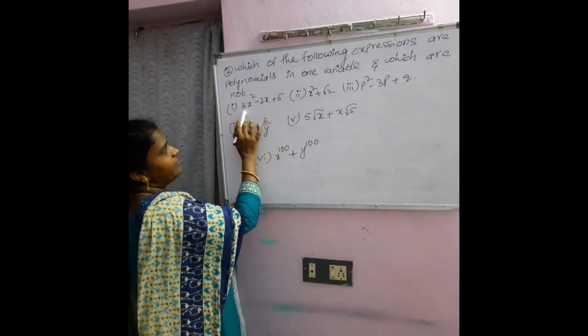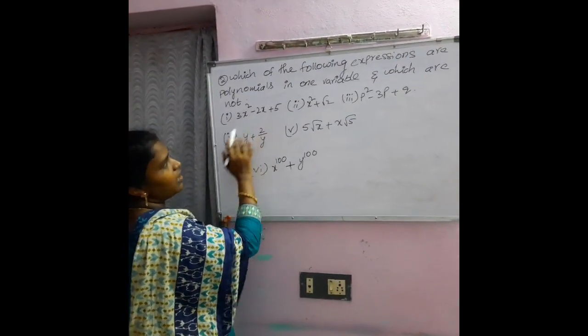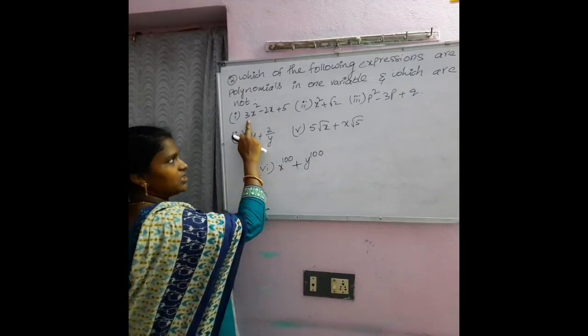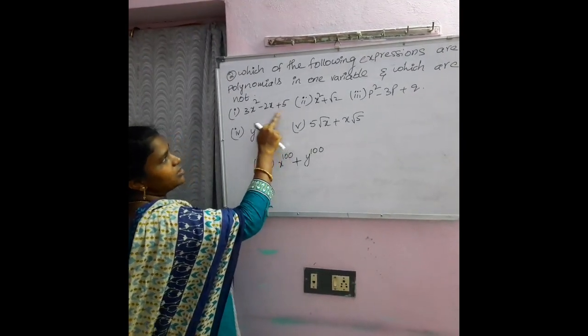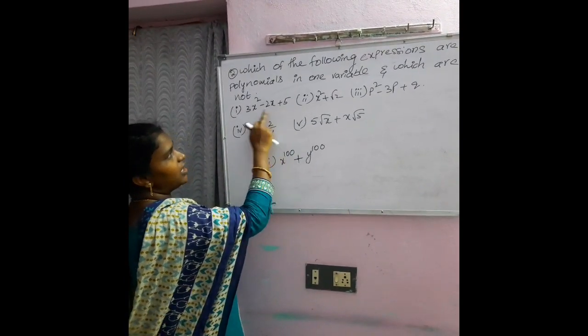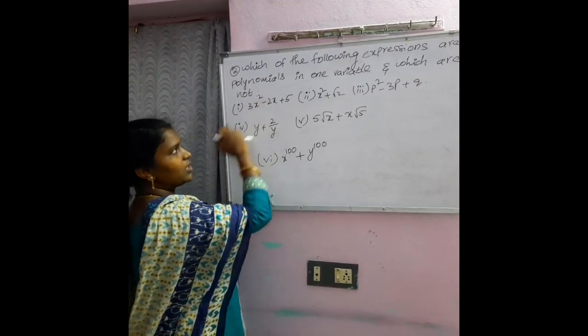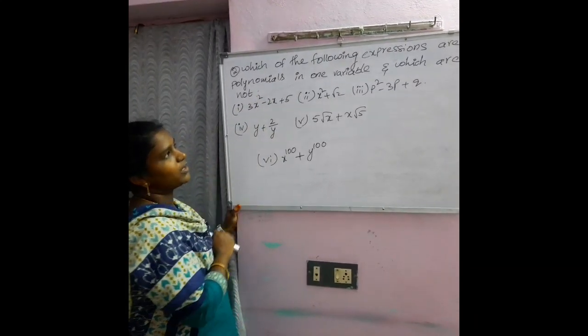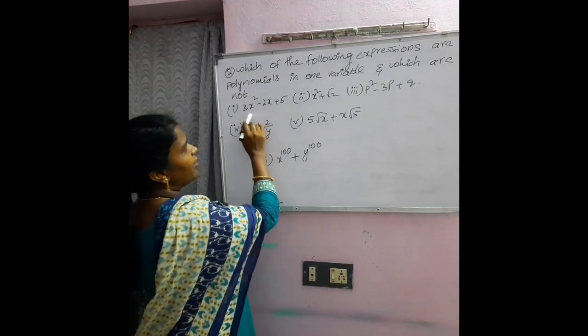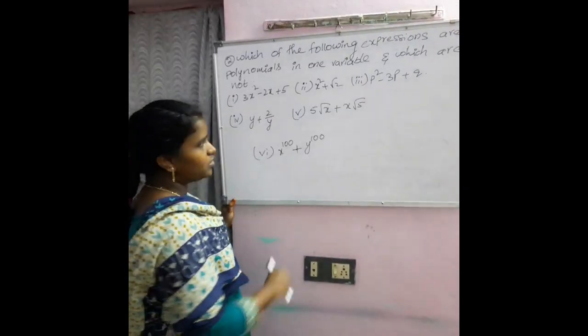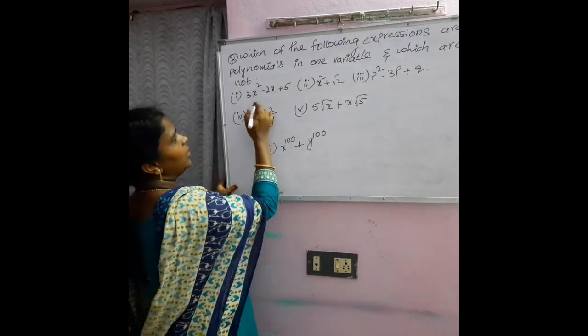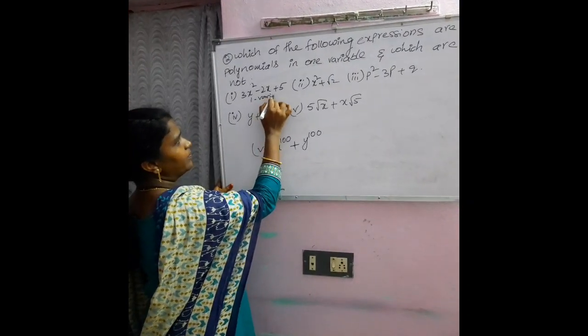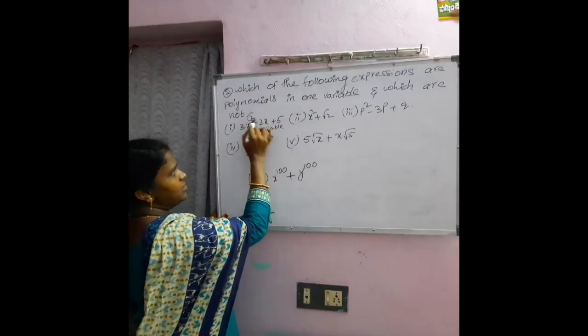So if you had seen the first question, that is 3x square minus 2x plus 5. It is a polynomial because we are having 3 terms and the degree of the polynomial is a whole number. It is having only one variable, that is x. So it is a polynomial in one variable and the degree is 2.